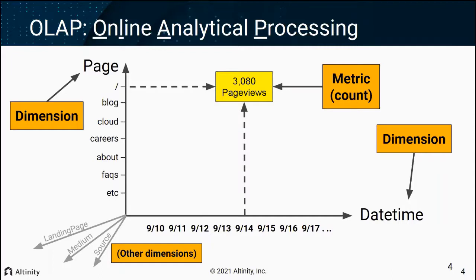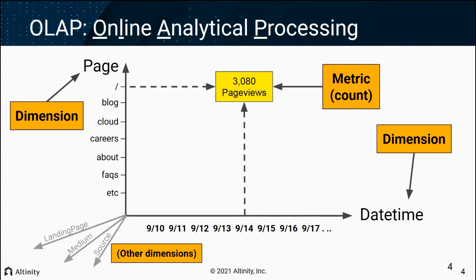Another attribute or dimension of a page is the time when you actually arrived. There may be many others, for example, what's the referrer? What's your browser type? What operating system was it running on?